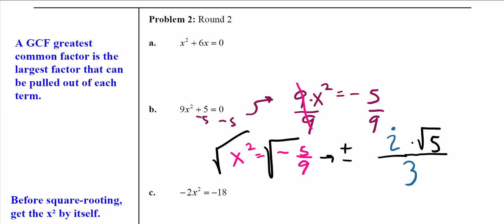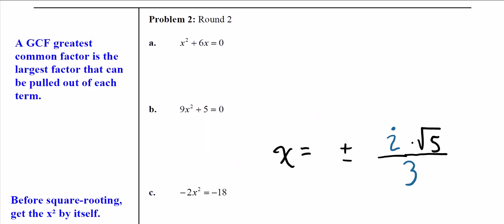The square root of 9 is 3. So what we get for part B is this, and we can of course split it up. We either have i radical 5 over 3 or negative i radical 5 over 3 for our two solutions for this quadratic for part B.